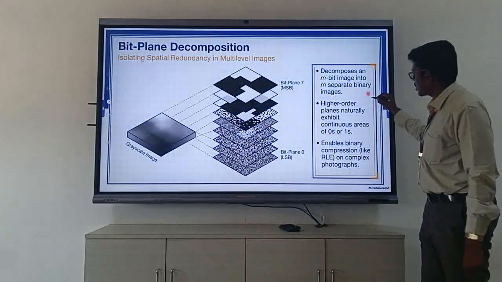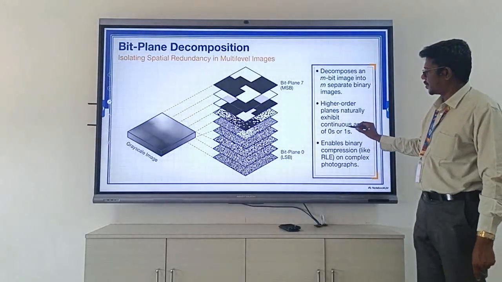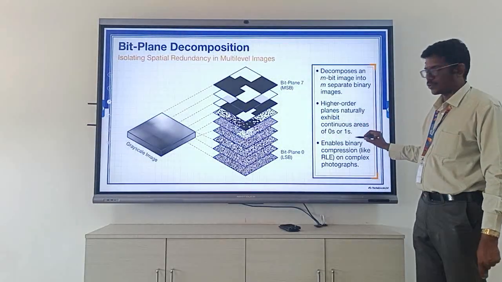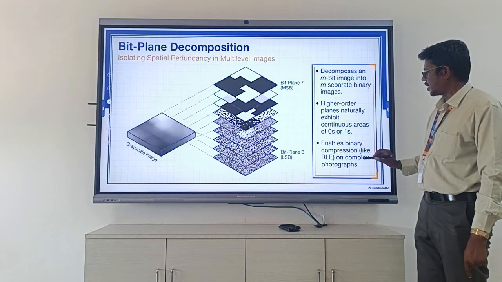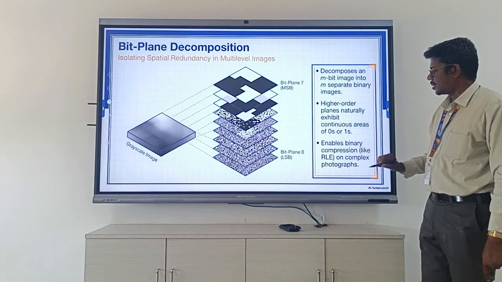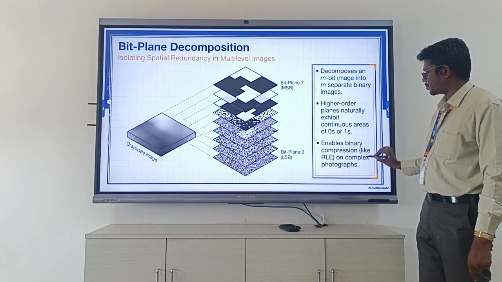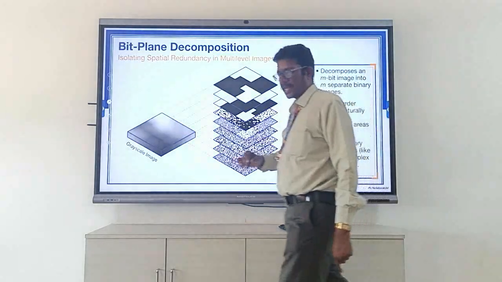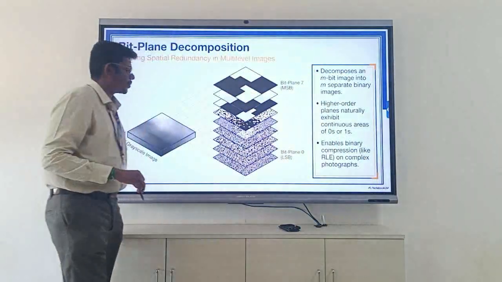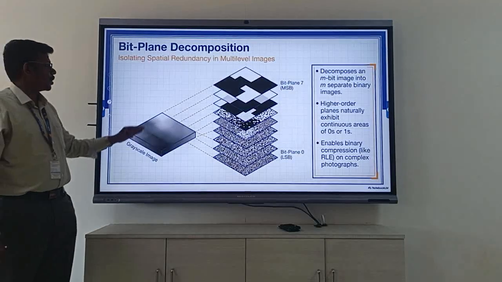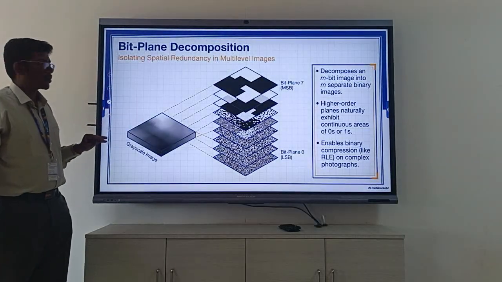Another point is that higher order planes naturally exhibit continuous areas of zeros and ones. Finally, binary compression like run length coding can be applied, even to complex photographs. So if the data is in gray level or has huge color variation, we have to implement it in bit plane coding.